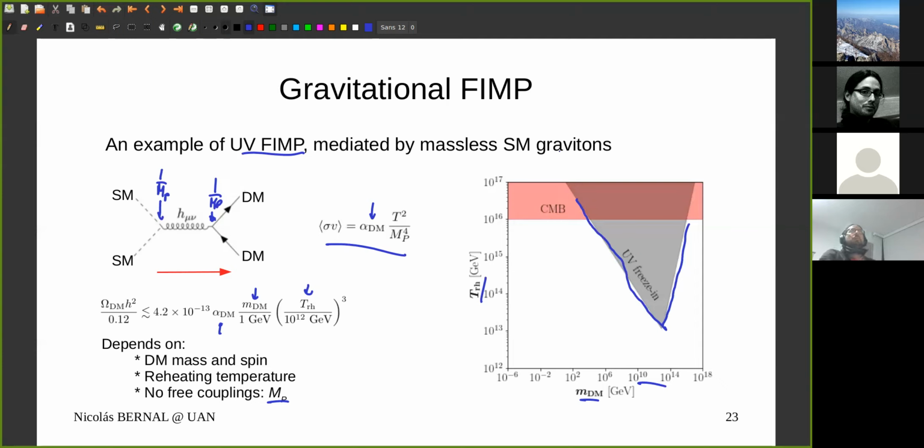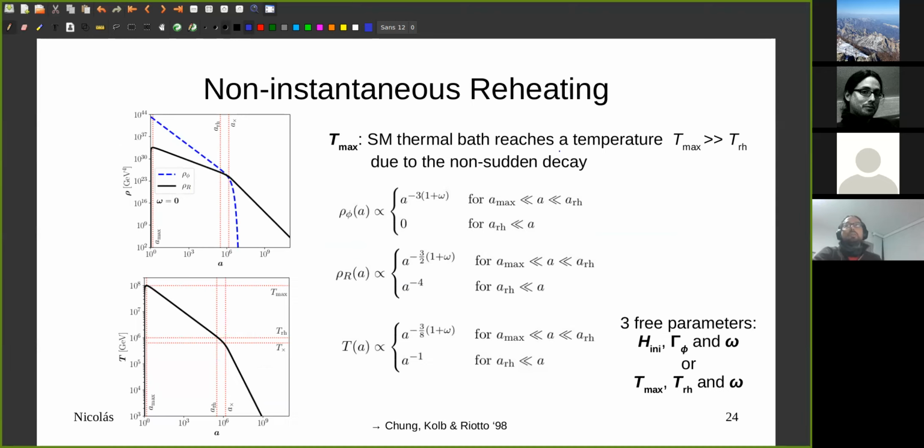Okay, one thing is that here I'm assuming that the reheating happens instantaneously, so that the inflaton decays instantaneously. And we know that particles can never decay instantaneously. They can decay fast or with a large or small decay width, but it will take a finite time. So a realistic decay is a non-instantaneous decay of the inflaton, so you will have a non-instantaneous reheating.